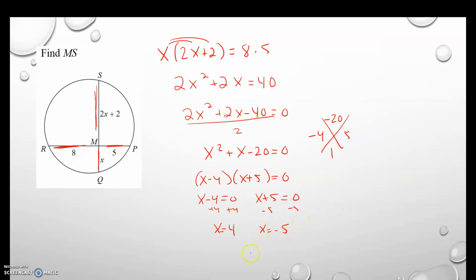Again, I have to check. When I plug this negative 5 here, that means MQ would have a length of negative 5, which doesn't work. I can't have a negative length. My question is asking for the length of MS, this right here. So I'm going to take my 2 times 4 plus 2, which is going to give me MS to be 10. 2 times 4 is 8, plus 2 is 10.